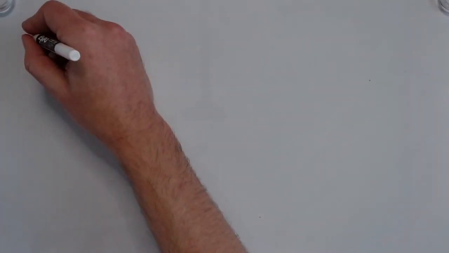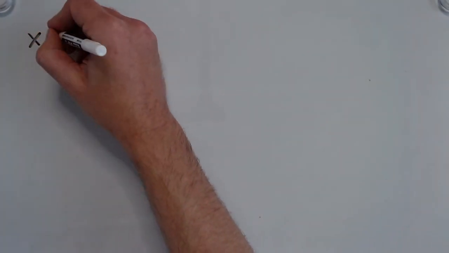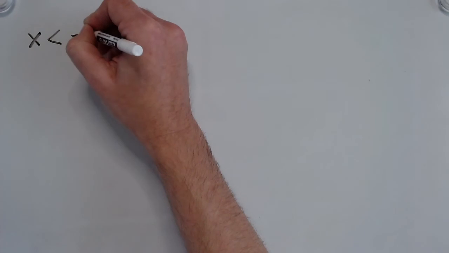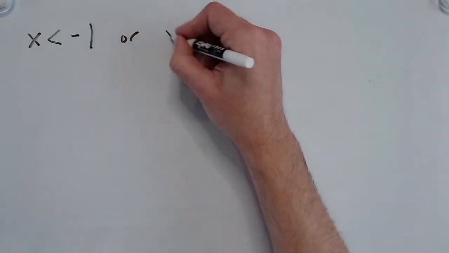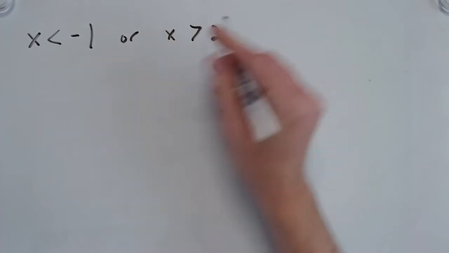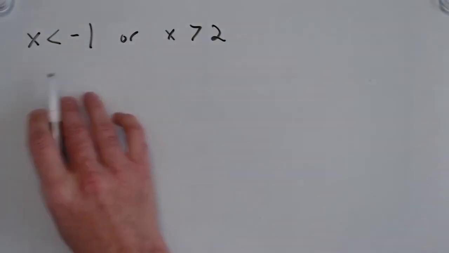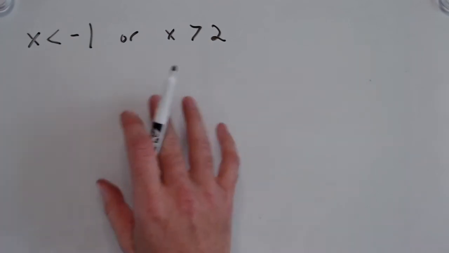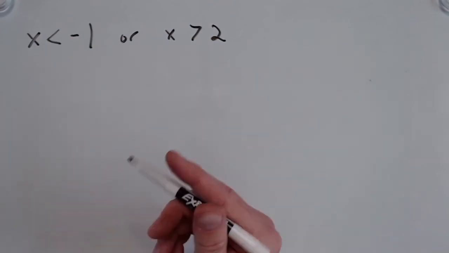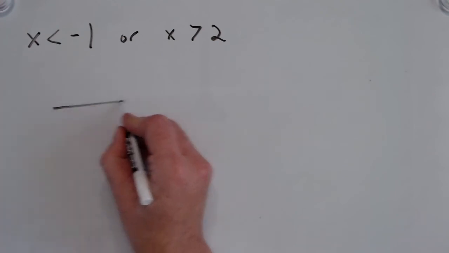Alright, let's start with something pretty simple. We're going to write it out as a sentence because we have to, because it's a disjunction. x is less than negative 1 or x is greater than 2. So we have 2 statements. As long as either one of them is true, the graph, or the resulting picture that we draw on the number line, is true. So let's just draw a quick number line here.